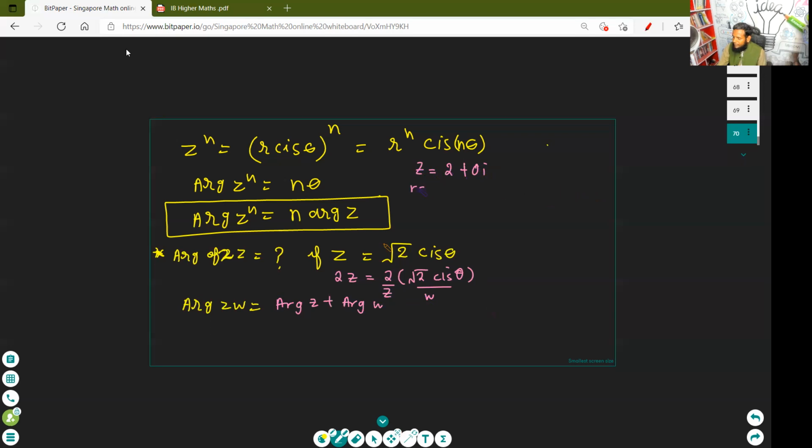So I find R first, right? There's no need for R. We need the argument, the angle only. Draw the picture. Draw the Argand plane. This is 2. The argument is 0. Right, the argument of Z is equal to 0.